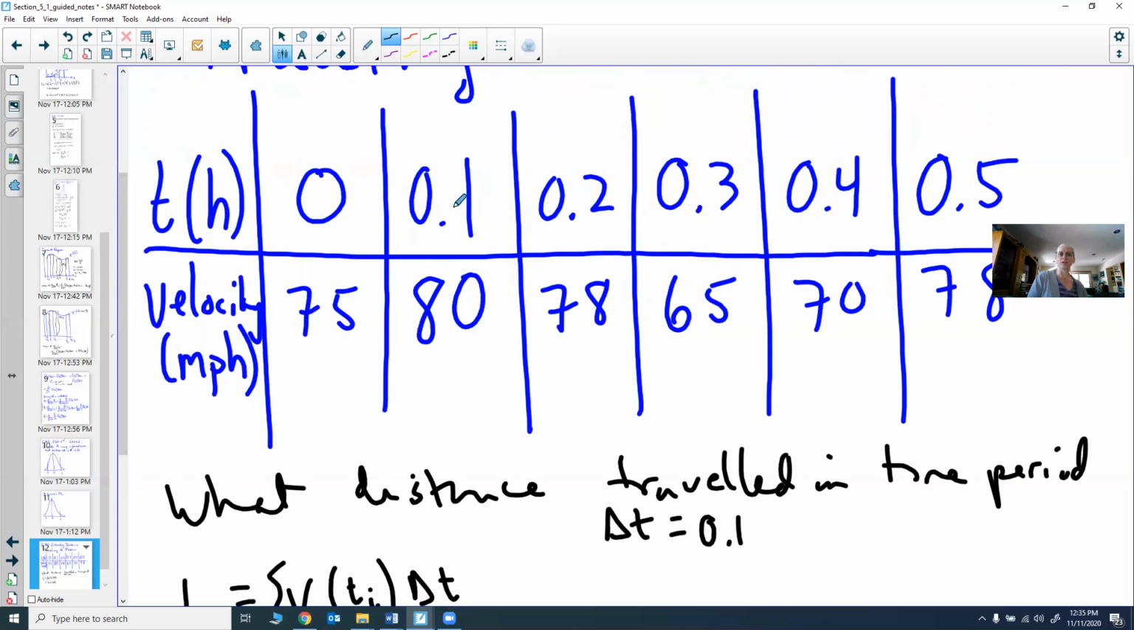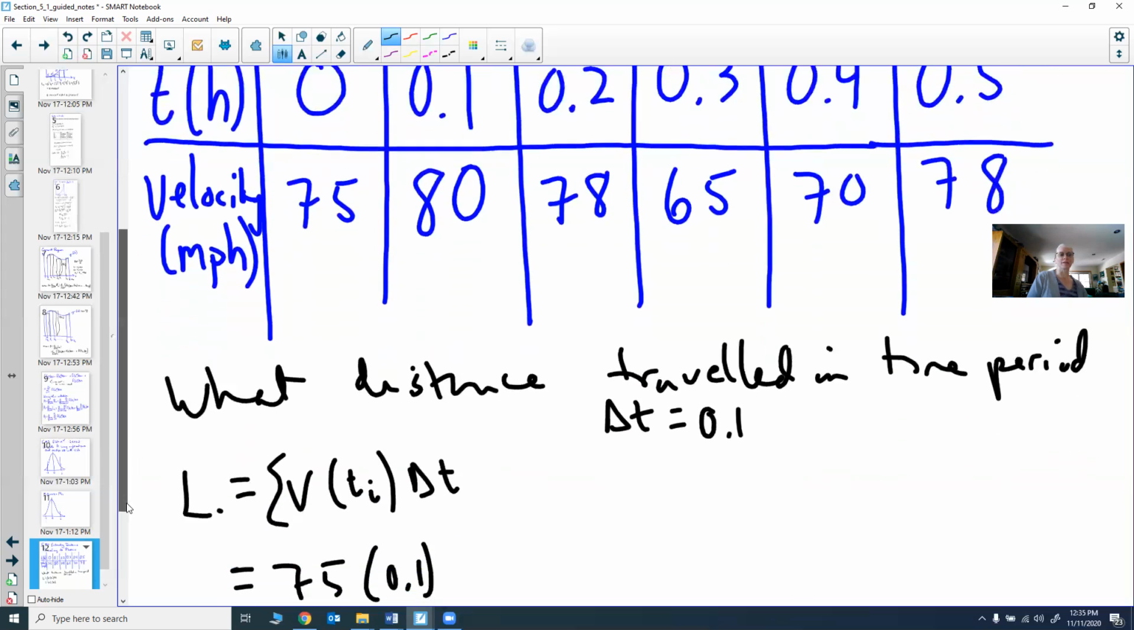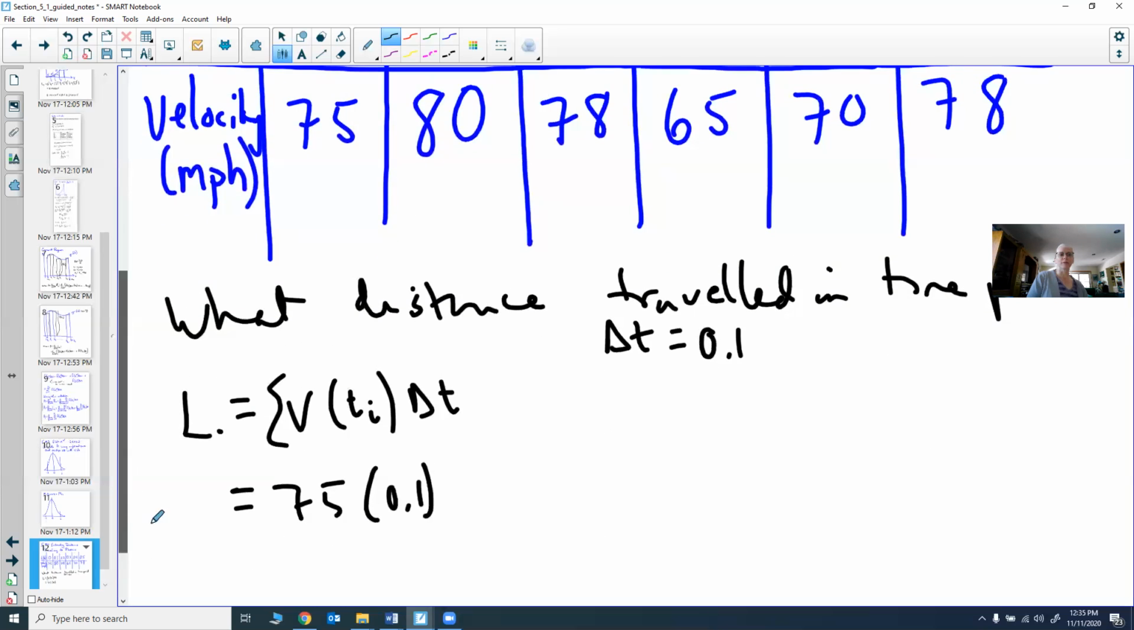In that case, you'd figure out what the delta t is between each one and multiply by that delta t. In most cases, they're usually the same. So we have 75 times 0.1. That's my first left endpoint. My next interval is from 0.1 to 0.2. We're going to use the 80, so we're going to have 80 times my 0.1.